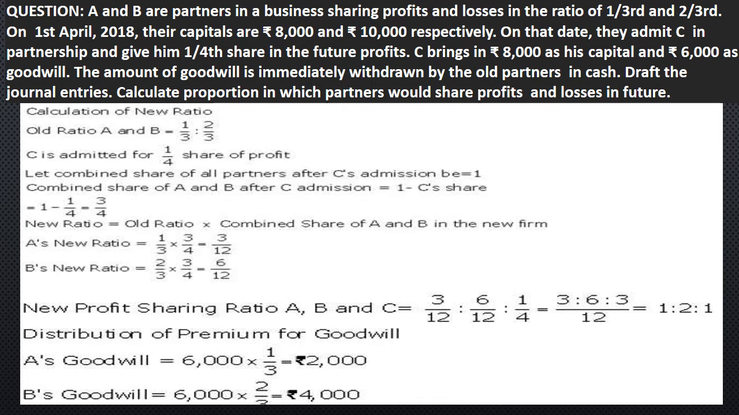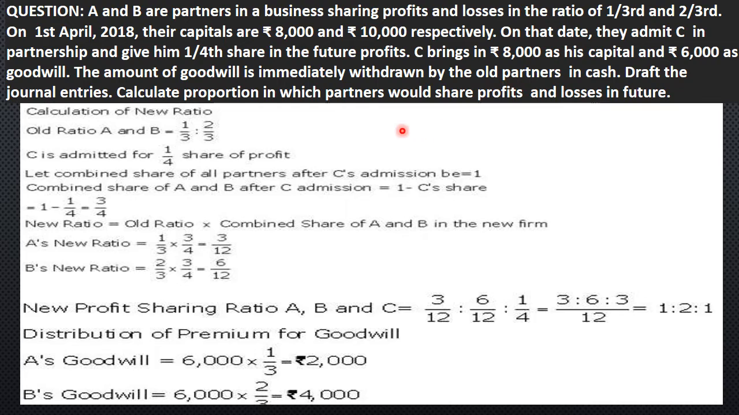Now, for better understanding of case 3, I am doing one practical problem. In the given problem, 2 partners are there. The names are A and B. They were sharing profits and losses in the ratio 1:2. They admit C as a partner, who brings 8,000 as his capital and 6,000 as his goodwill for his 1/4 share. The amount of goodwill is immediately withdrawn by the old partners in cash. Please highlight this line. They withdrew this amount of goodwill immediately.